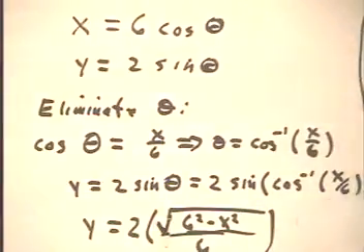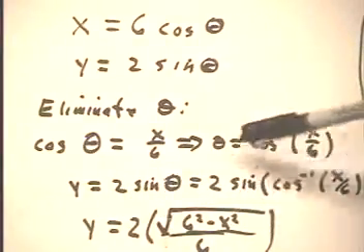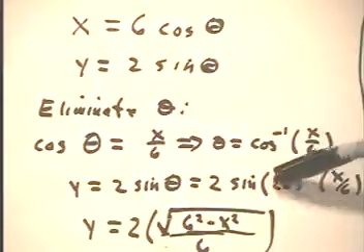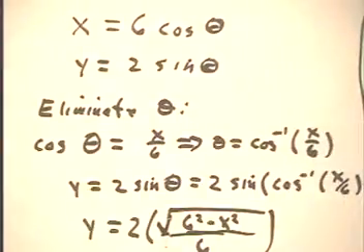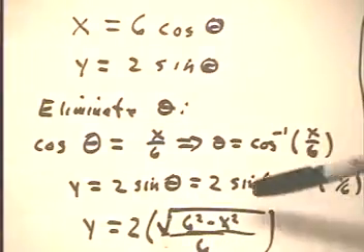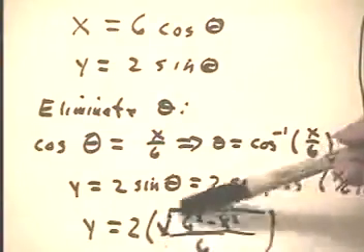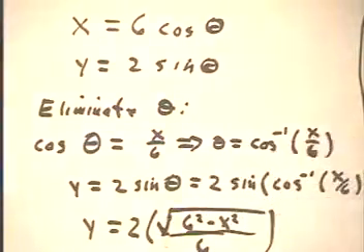And then we plug that in here, and we see that y equals 2 sine theta, which is then 2 times the sine of this expression for theta, inverse cosine of x over 6. Now how do we simplify this? I've claimed down here that y then equals this, but how do we get from 2 sine of inverse cosine of x over 6 to 2 times the square root of 6 squared minus x squared over 6?